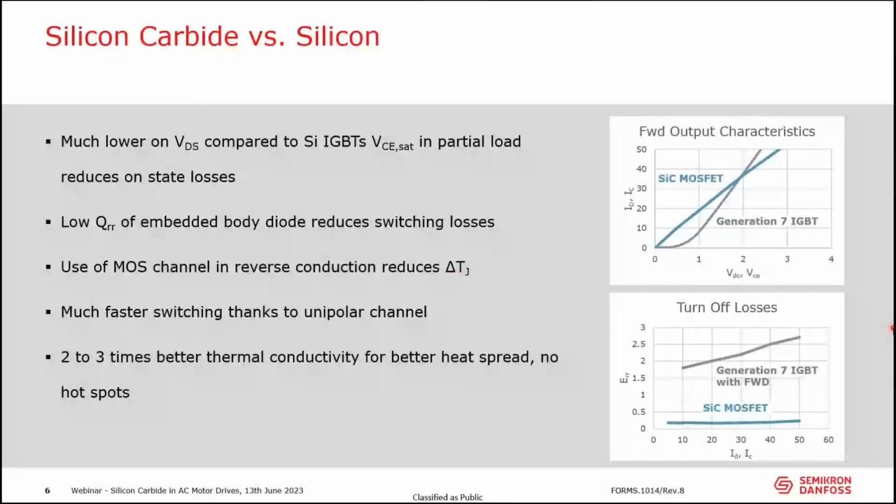And the last point here on this slide, silicon carbide has a better thermal conductivity, and that leads to very equal temperature distribution within the chip. There are no hot spots or anything like this, which is, again, a good point when we talk about lifetime.